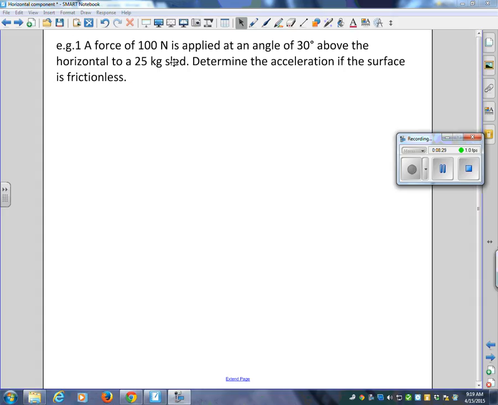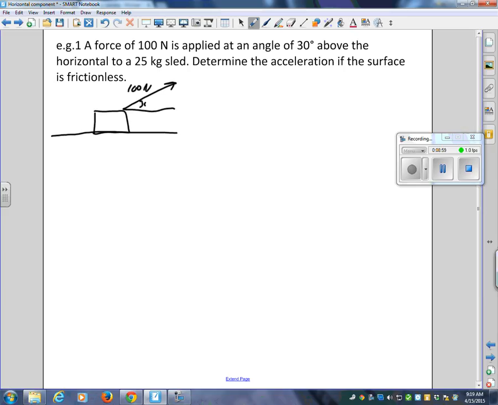So a force of 100 newtons is applied at an angle of 30 degrees above the horizontal to a 25 kilogram sled. Determine the acceleration if the surface is frictionless. So we'll start with an easy one. We'll start with frictionless. Should we draw a free body diagram? Could you do it without? Yeah. Absolutely. If you know what you're doing. Is this going to help your thinking, or at least describe your thought process? Yeah, I like it. Let's draw a picture. It'll just take a second. And 25 is our mass. Is there any friction? No. Okay, so there's our free body diagram.